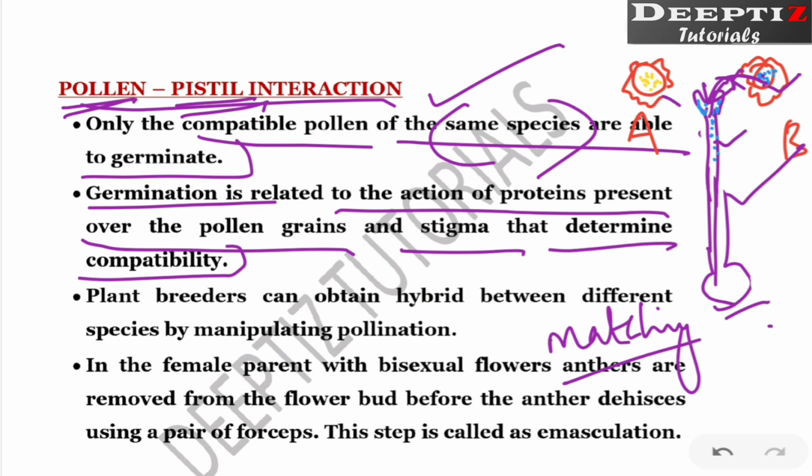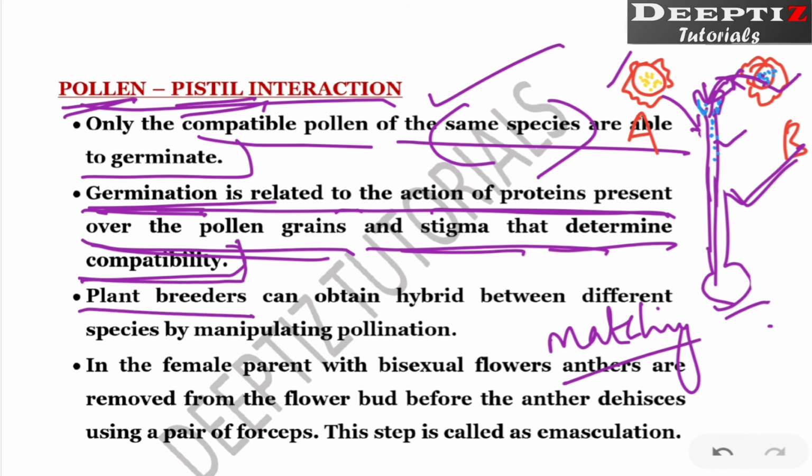But if it is coming here, what will happen? Since it has another protein, this is another species, this pistil will not allow the pollen tube to grow. This is what we call pollen-pistil interaction. How does it happen? This is related to germination. That means growth of the pollen tube is related to the action of proteins present over the pollen grains and the stigma that determine the compatibility.